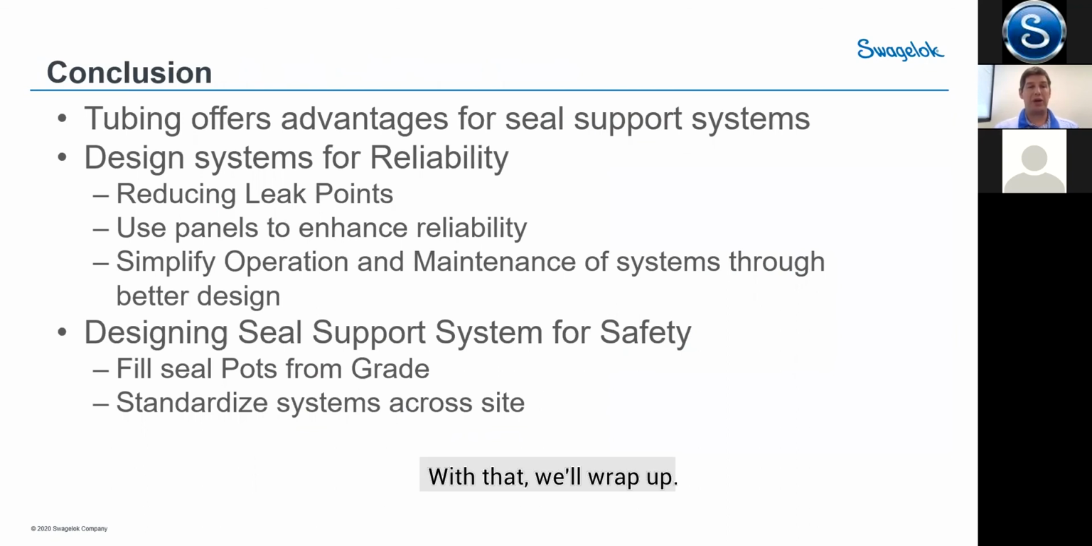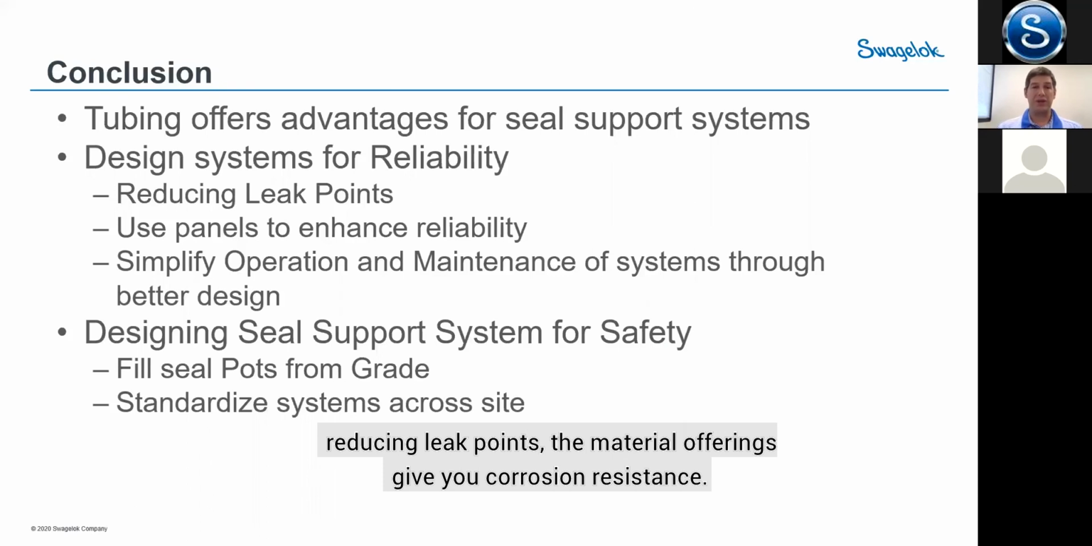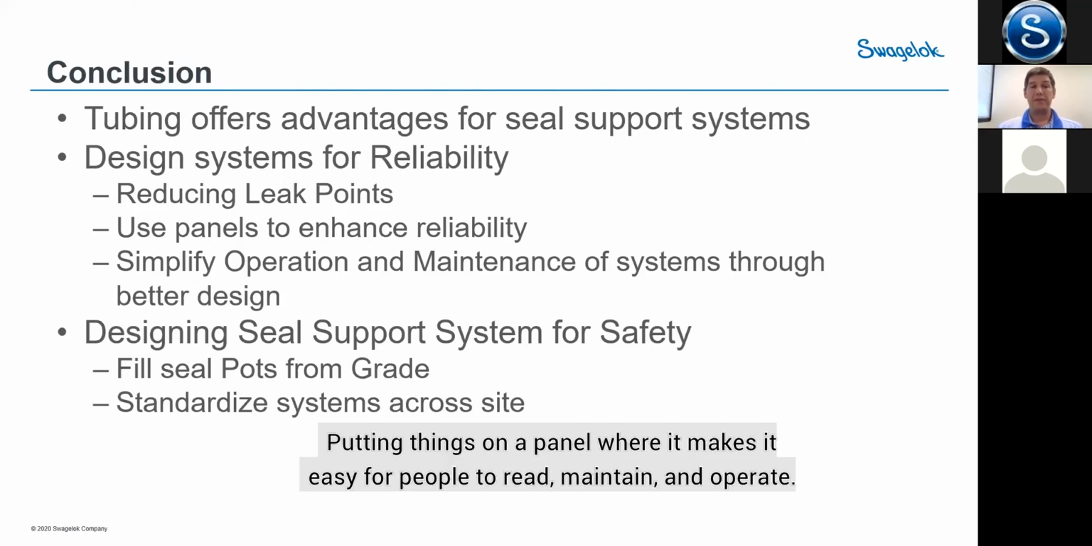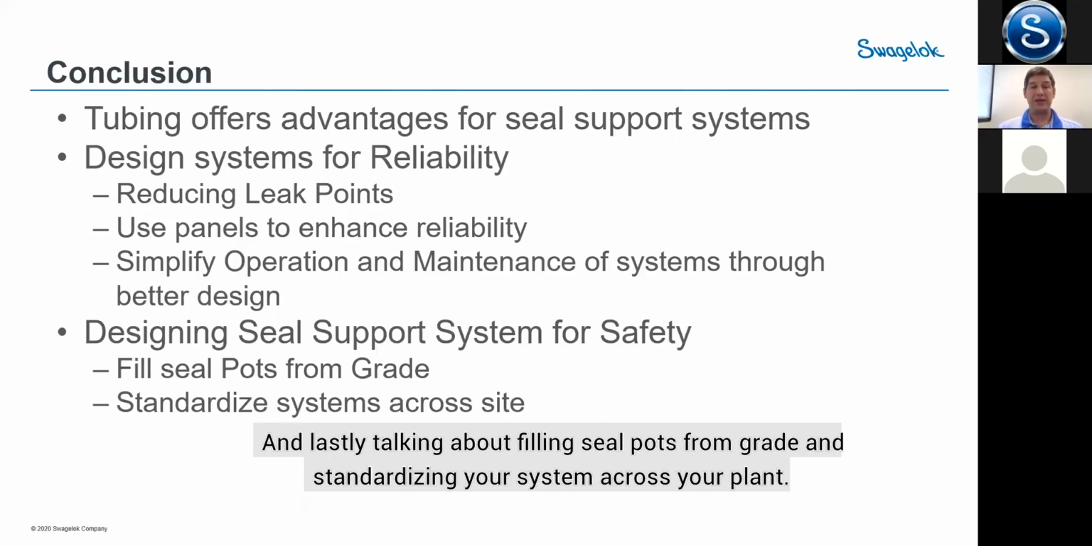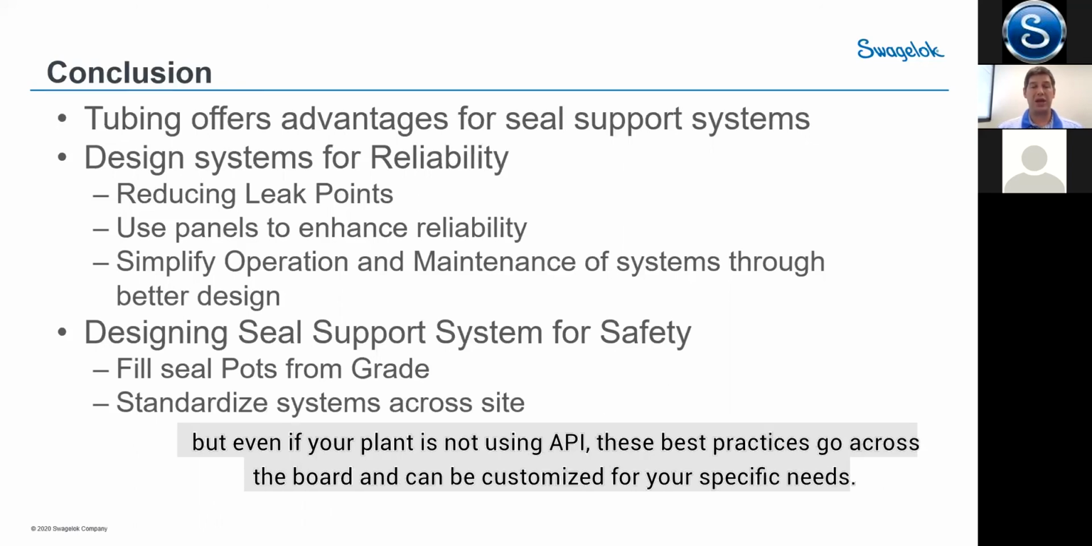So with that, we'll wrap up. Like we mentioned, tubing offers advantages for seal support systems by allowing for ease of maintenance and reducing leak points. The material offerings give you corrosion resistance, and putting things on a panel makes it easy for people to read, maintain, and operate. And then lastly, filling seal pots from grade and standardizing your systems across your plant. Like I said, we've standardized Swagelok systems on the API 682, but even if your plant is not using API, these best practices go across the board and can be customized for your specific needs.